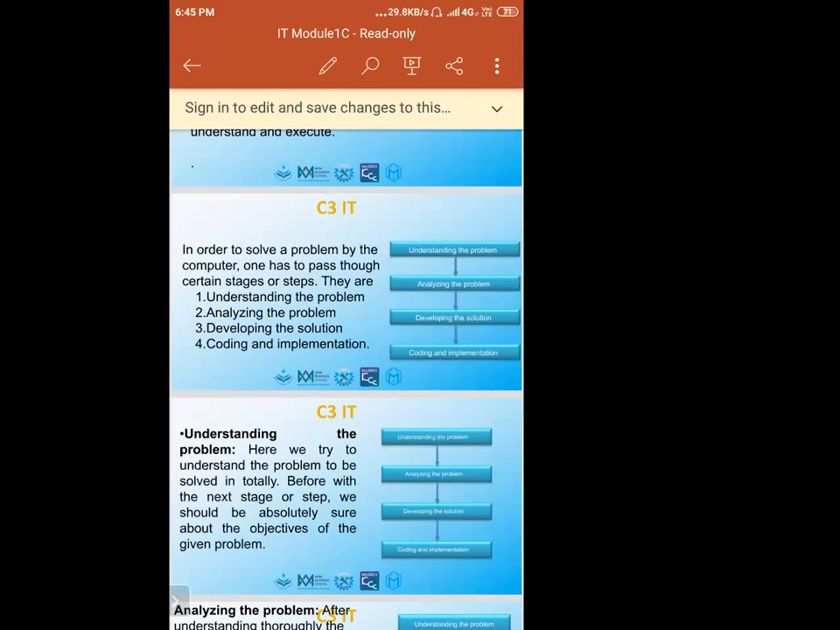Okay, so you are going to make a house. You are telling me I want to make a house. That is understanding the problem. Then analyzing the problem is, okay, how your house will be, how much area you want to make the house, what is the size of your house, how your hall is, how your kitchen is. Likewise, you are analyzing the problem. Okay, that is called analyzing the problem.